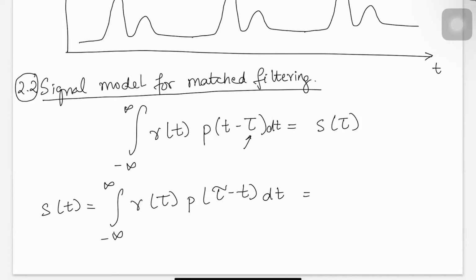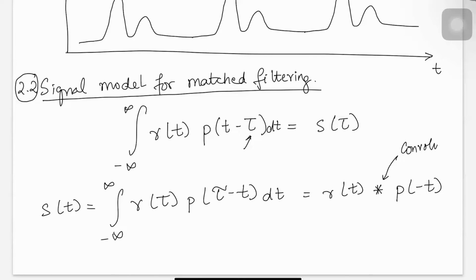Hopefully you are familiar, because we'll be talking about more complicated math. But this is simply r of t convolved with p of negative t. Because in the convolution it's p of t minus tau, whereas here, since we're doing correlation, it's minus t. So this is a symbol for convolution, and what we are doing here is correlation.